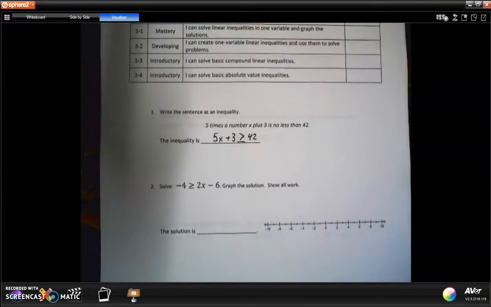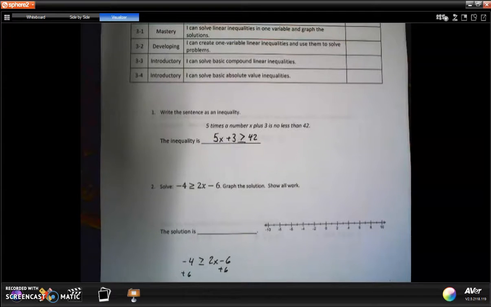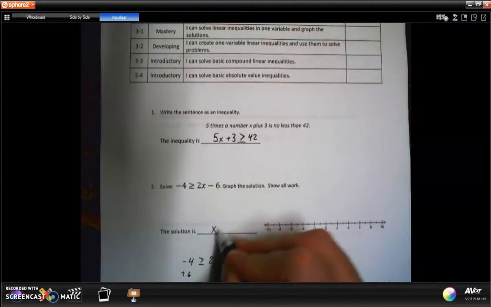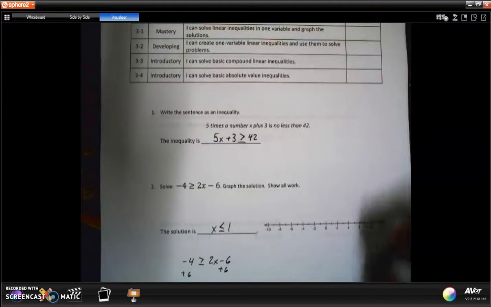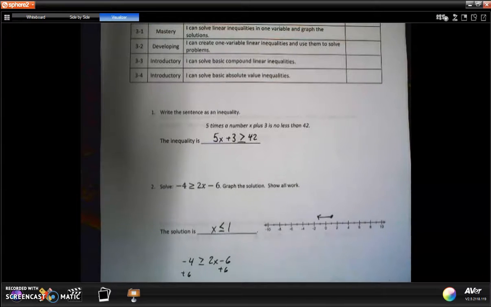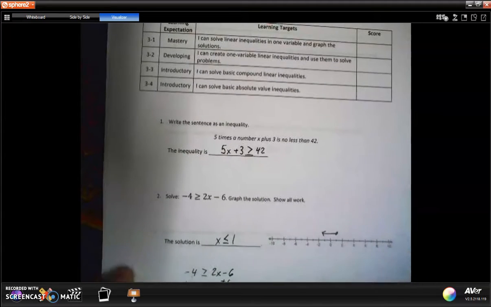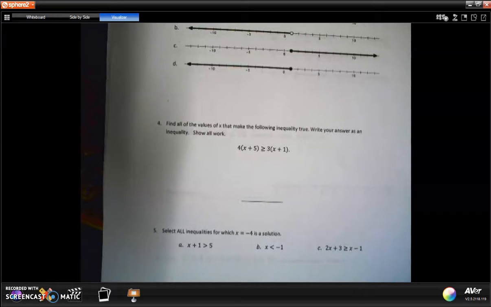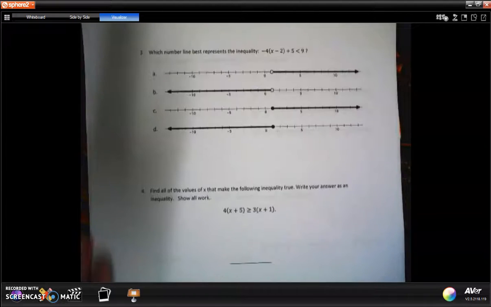Solve the inequality, graph its solution. Negative 4 is greater than or equal to 2x minus 6. If I add 6 to both sides, I get 2 is greater than or equal to 2x. I divide by 2 and get x is less than or equal to 1. So that's right here, closed circle, and it's less than, so the arrow is going to the left.